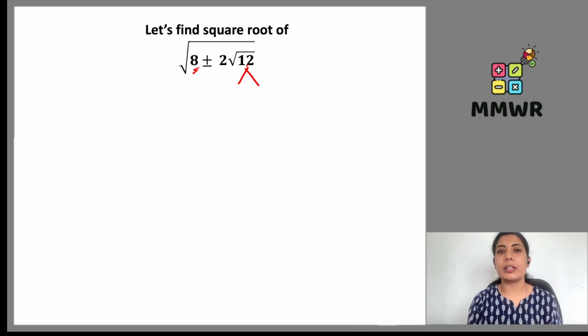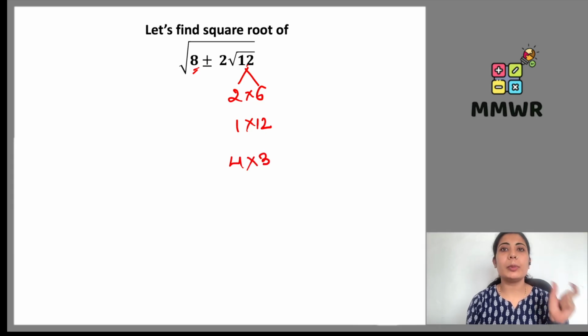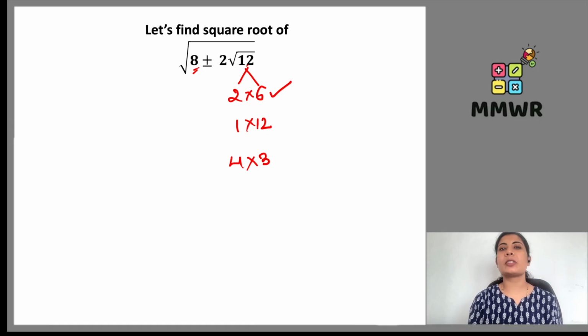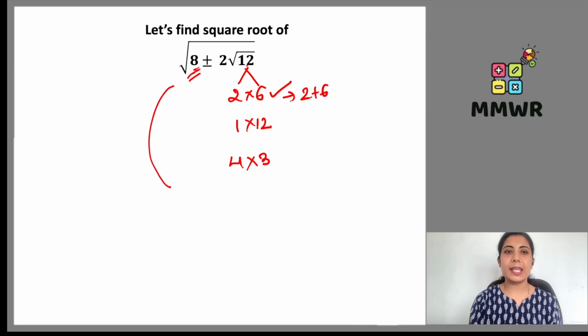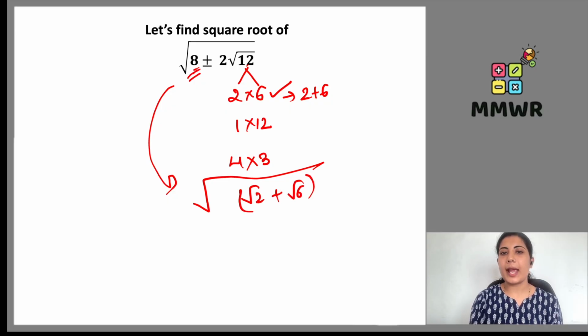So 12 we can factorize in multiple ways. 2 sixes are 12, 1 multiplied by 12, 4 threes are 12. Which one will be the exact one? Of course 2 multiplied by 6, that means 2 plus 6 is going to give us 8 here. So this can be written as square root of root 2 plus root 6 whole square, and inside the square root we again have the square, so we will simply write it as root 2 plus root 6, or root 6 plus root 2.